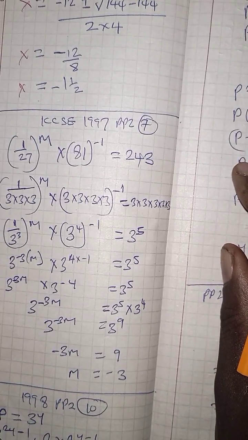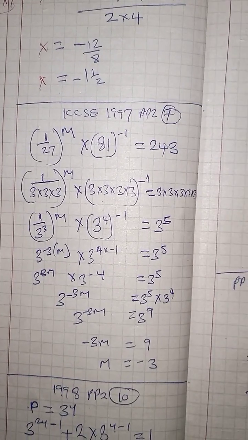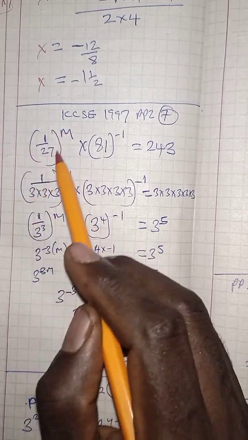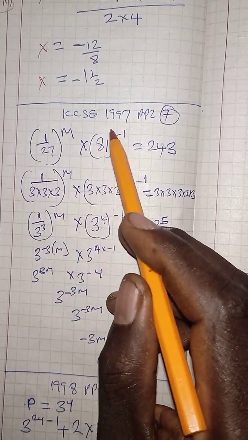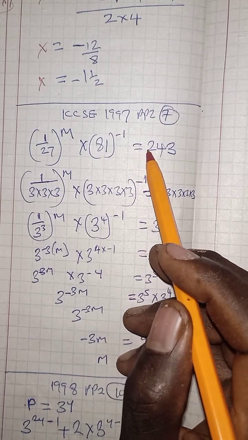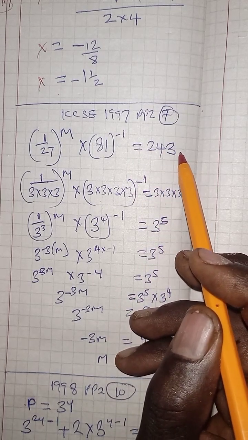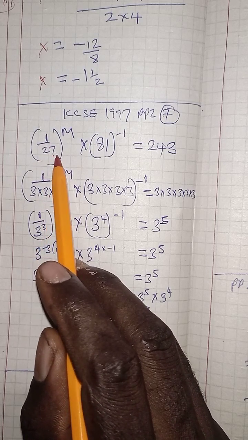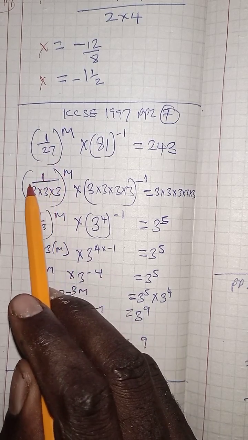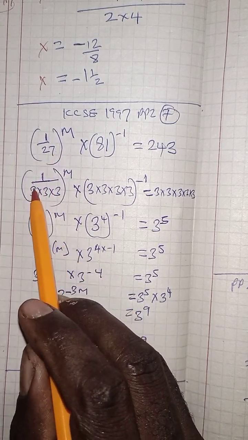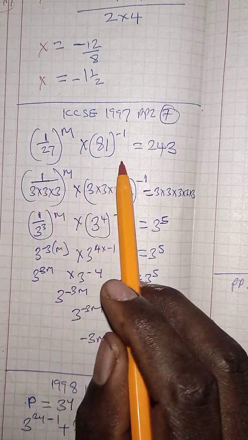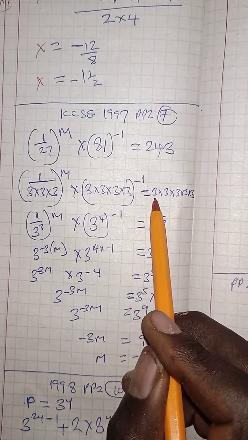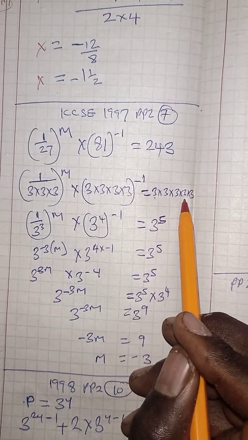Now, a similar question is this one. You have 1 over 27, all of this raised to the power of m, multiplied by 81 raised to the power of -1 is equal to 243. Simplify. We can write this sum in terms of its prime factors. Now, 1 just remains, 27 will be 3 times 3 times 3, multiplied by 81. 81 can be written into factors as 3 times 3 times 3 times 3. 243 can be written as 3 times 3 times 3 times 3 times 3.